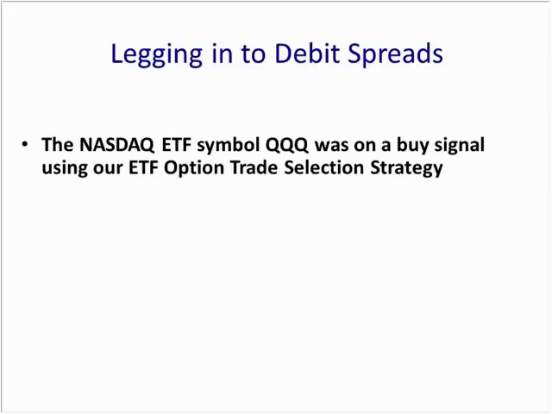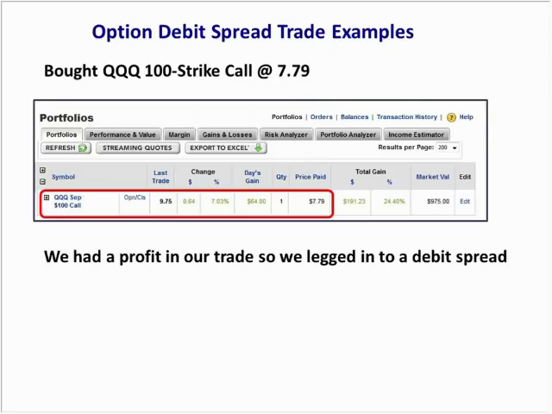Let's look at one more example quickly. This is for the NASDAQ ETF, symbol QQQ, and at the time it was on a buy signal using our ETF option trade selection strategy. You can see from our brokerage account statement, we bought the September 100 strike call at 779.